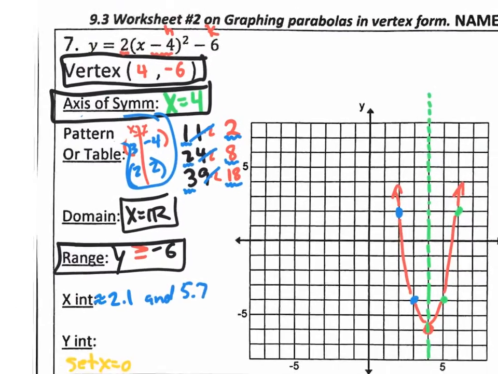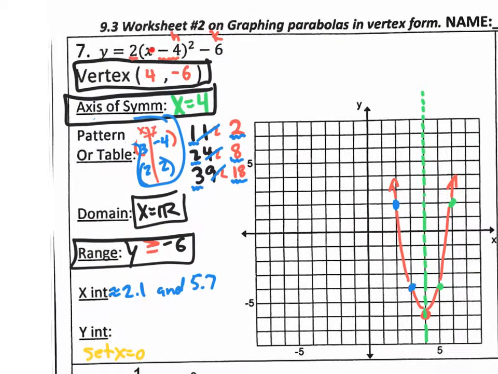So go to your original equation and set x equal to 0. So you have 0 minus 4, that's -4. And -4 squared, that's positive 16. And then 16 times 2 is 32. And then 32 take away 6 is 26. So the actual y-intercept is at 26. The x-intercept was at about 2.1 and 5. The y-intercept doesn't cross till 26, way up here somewhere at 26.